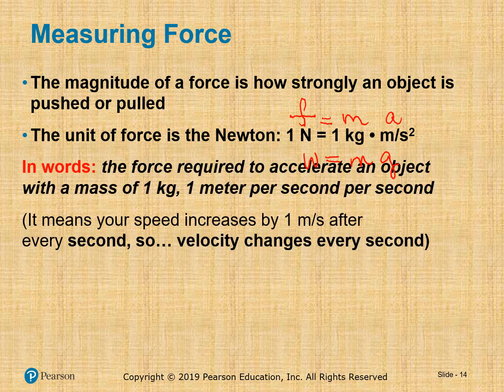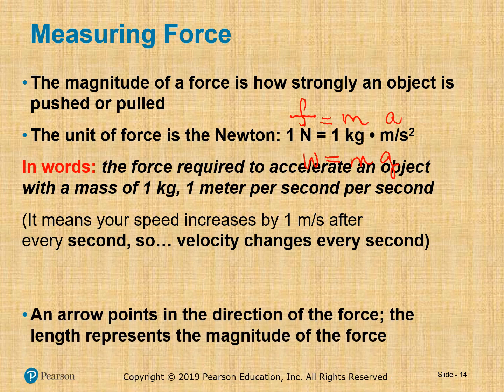So if we were to state this in words, the force required to accelerate an object with a mass of 1 kilogram, 1 meter per second. So basically all that's saying is that your speed increases by 1 meter per second after every second. So basically your velocity changes every second. That's all they're saying that 1 Newton is. That's your velocity changing every second. An arrow points in the direction of the force, and the length represents the magnitude of the force.